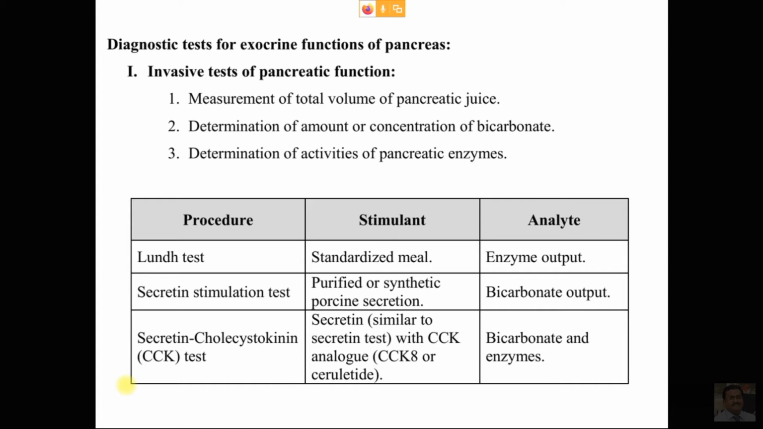This will induce the pancreatic function, so the pancreas will secrete much and finally give the pancreatic juice. For the measurement of total volume of pancreatic juice, for example, the patient is admitted in the hospital, and in the morning they will insert a tube into the port of the pancreatic duct and fix a tube there.